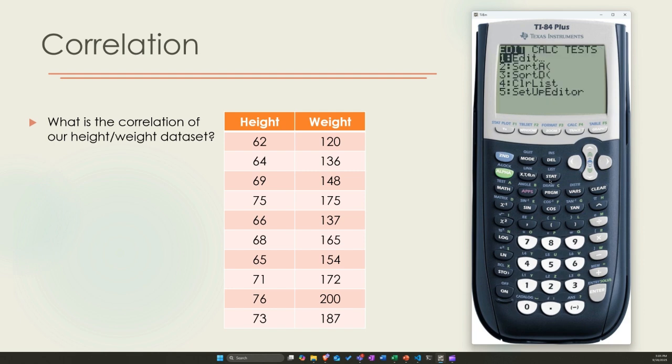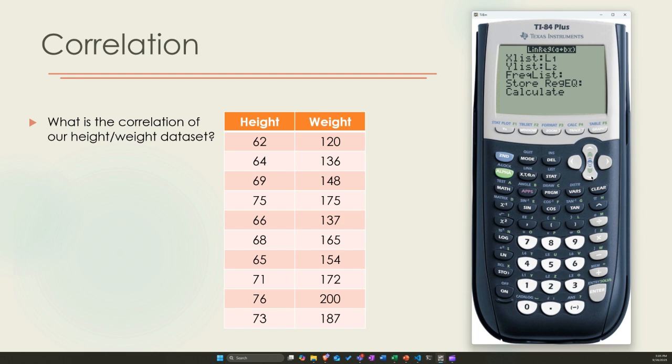So to find it, we hit stat. We push right to calc. And then we scroll down to option 8, linear regression A plus BX. Now, we have linear regression as option 4 up here, AX plus B. Honestly, either one will give it to you. They will both work. It's just when we talk about hypothesis testing, the function in the TI-84 automatically uses A plus BX. So I'm sticking with this format here for option 8.